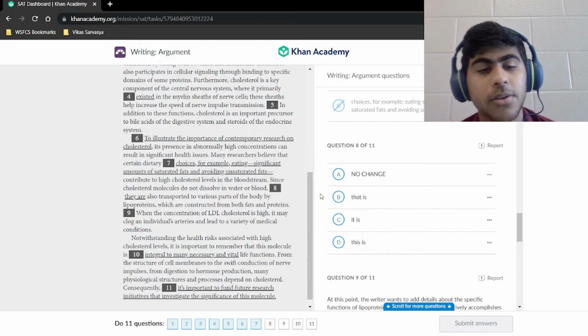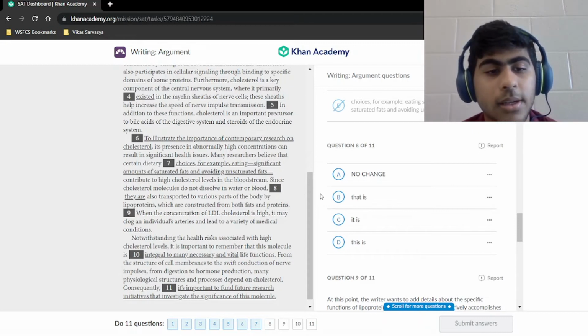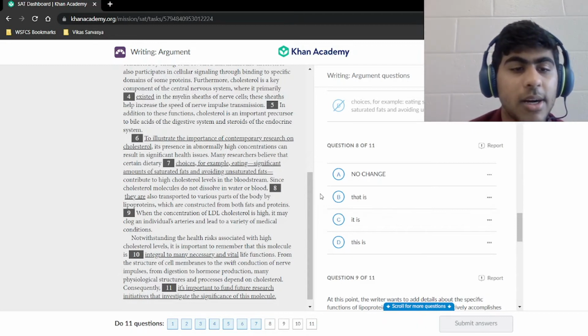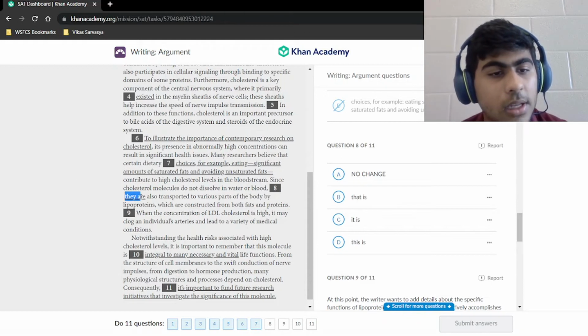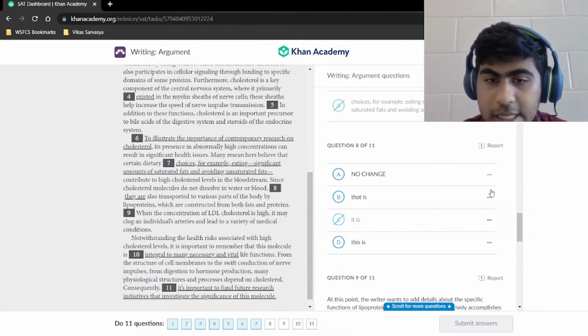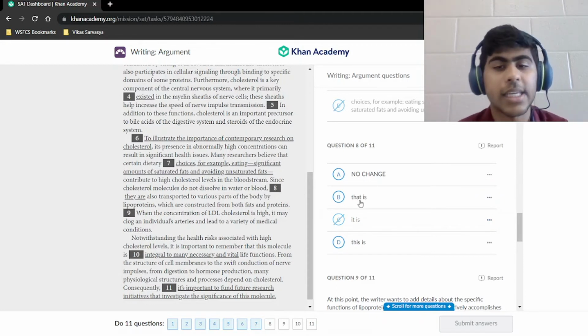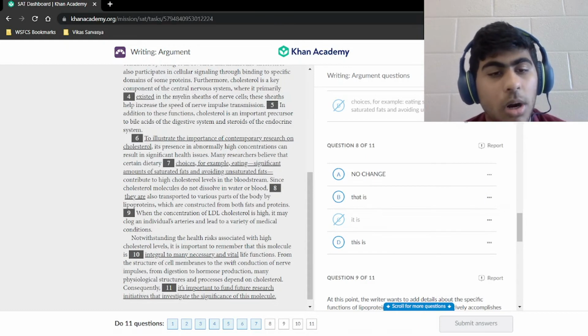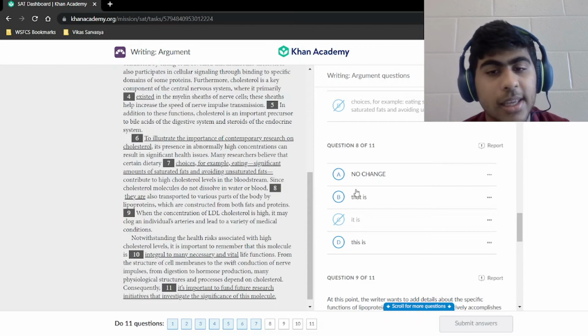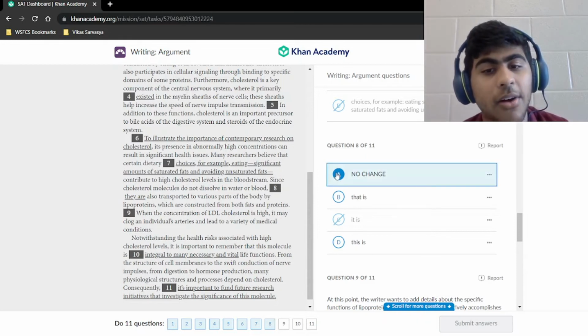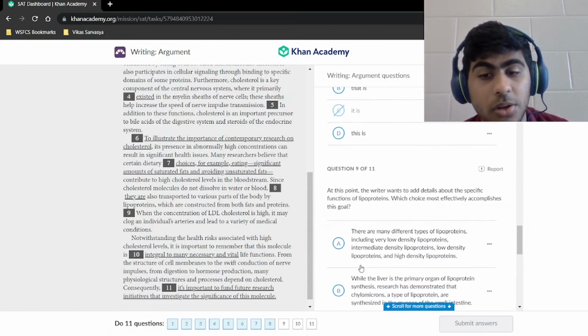Since cholesterol molecules do not dissolve in water or blood, they are also transported to various parts of the body by lipoproteins, which are constructed from both fat and proteins. So it's a plural because we're talking about molecules, which means that this one's going to be wrong. It is, right? And then here we see is and is. We're talking about are, right? We need are right here because it's a plural molecule. We can't say that is, because that's singular, this is also singular. We have the they are, which is our correct plural.